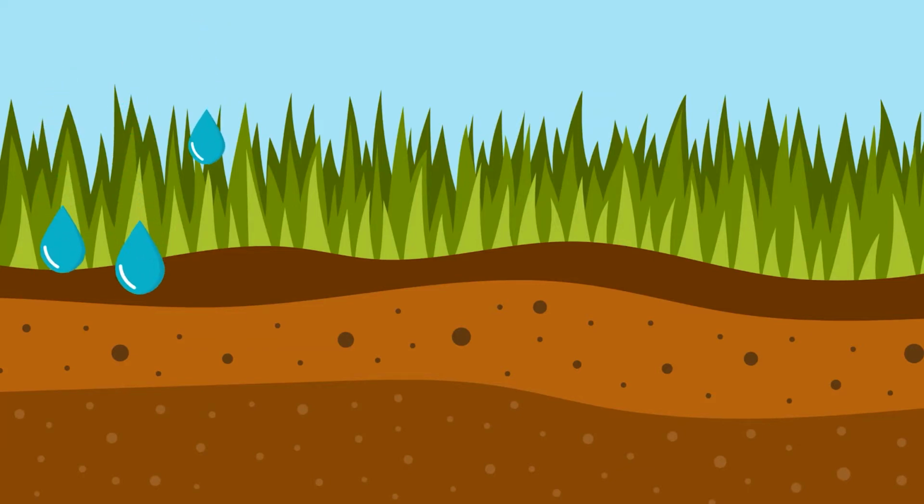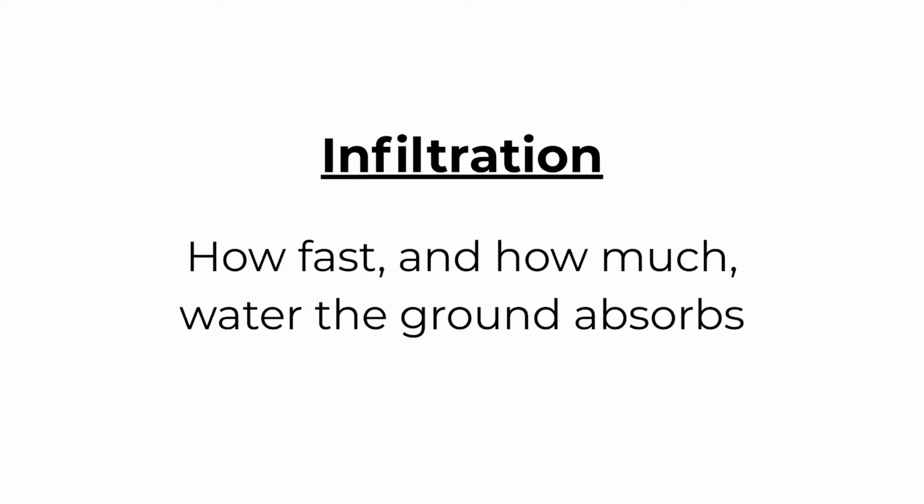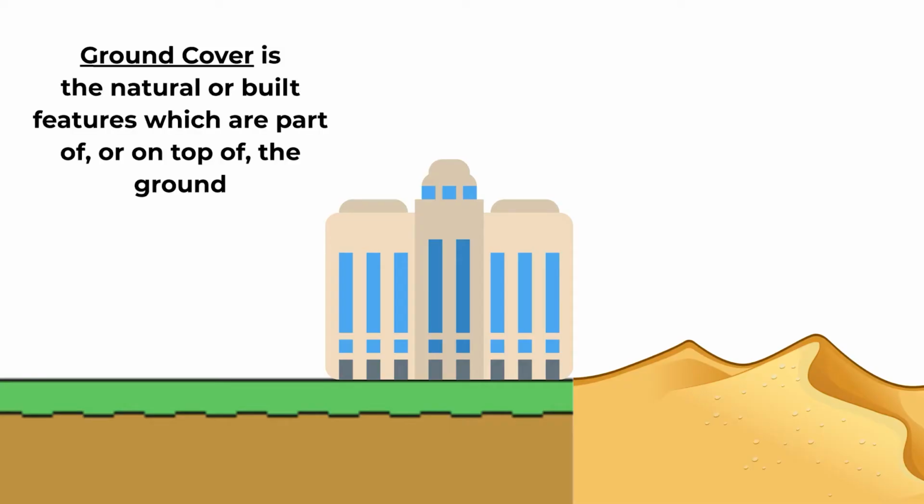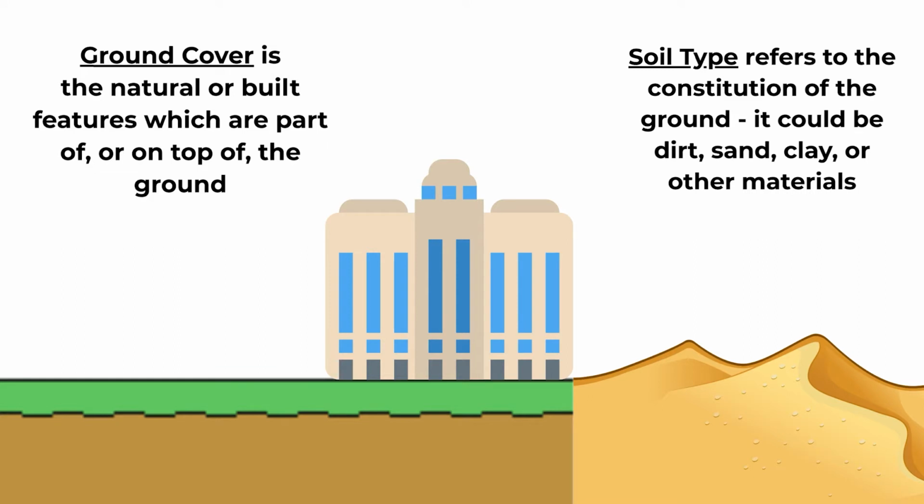Uplands are vital to watershed integrity because they determine how much water the watershed absorbs. This is also known as infiltration. Uplands also determine how much water is diverted downstream, as well as the quality of water that reaches all water bodies. Ground cover and soil type make a big difference in how water soaks into the ground, pools, or moves across the land as runoff.